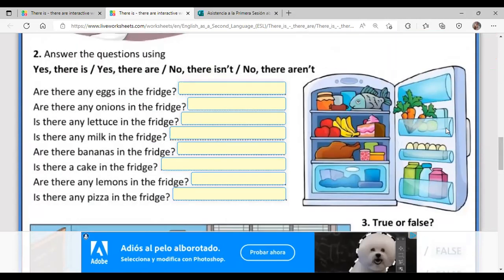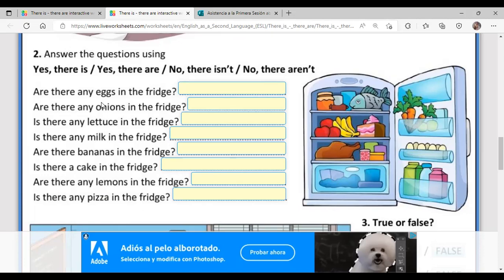And now we have here questions with there is and there are. ¿Cómo formulamos una pregunta con there is y there are? Bueno, pues necesitamos el verbo ser o estar, que es el auxiliar. Entonces, por ejemplo, are there any eggs in the fridge? Are there any onions in the fridge? Is there any lettuce in the fridge? Is there any milk in the fridge? Are there bananas in the fridge? Is there a cake in the fridge? Are there any lemons in the fridge? Is there any pizza in the fridge?